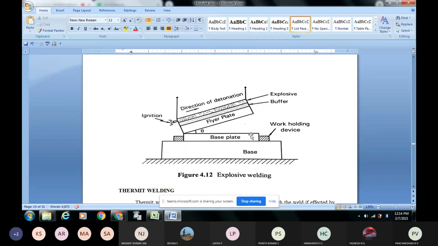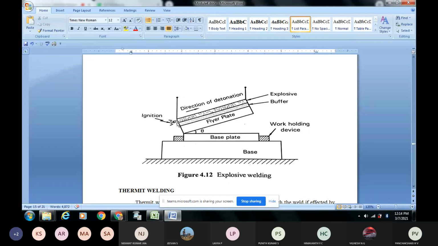This is to be bonded to the base plate, or rather welded. Not bonded, but welded. So this flyer plate is to be welded to the base plate. For that purpose, what we are doing now: above the base plate, the flyer plate is arranged like this at some angle theta, placed like this initially.